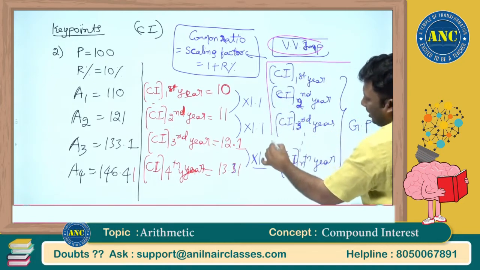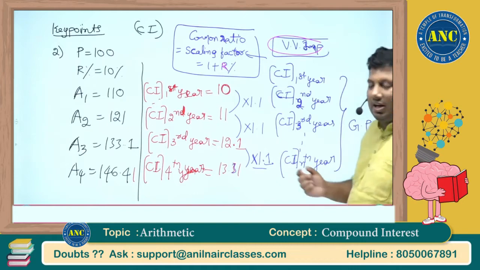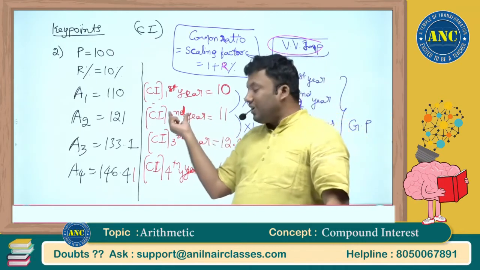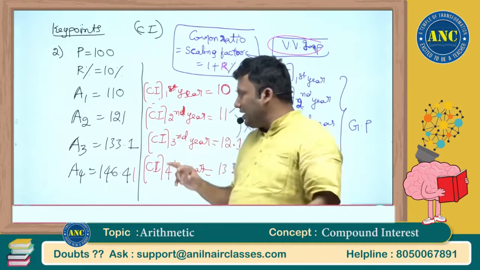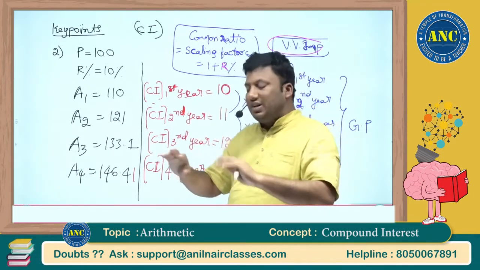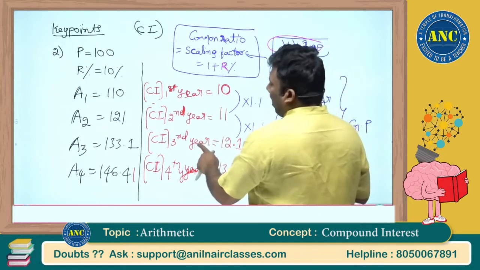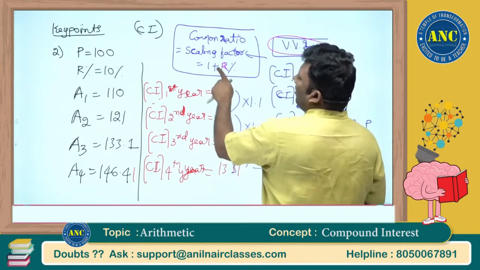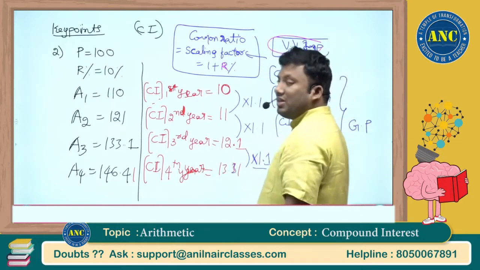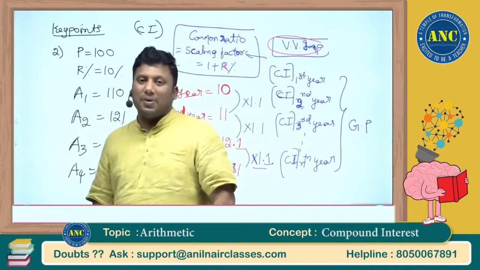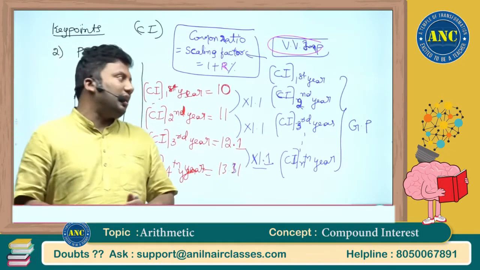CI for the first year, CI for the second year, CI for the third year. Suppose CI for the second year is given, some value, and R percent is given. I want CI for the fourth year. So from the second year to the third year, what is the common ratio? 1 plus R percent. Third year to fourth year, what is the common ratio? 1 plus R percent. Very, very, very important key point.